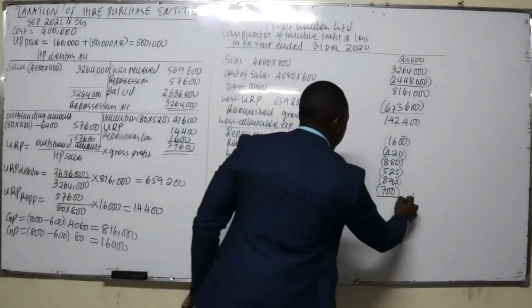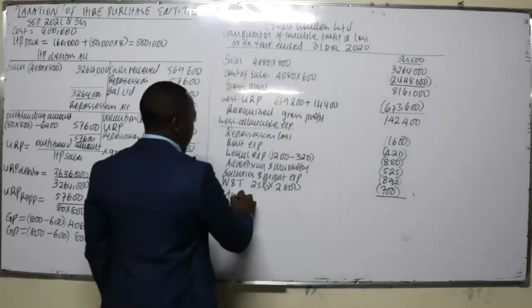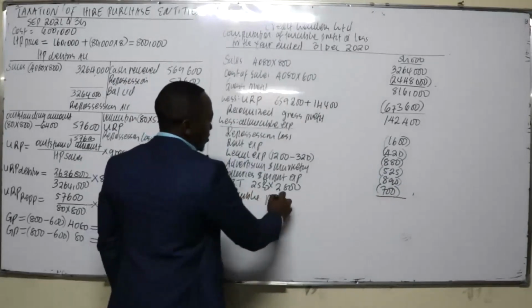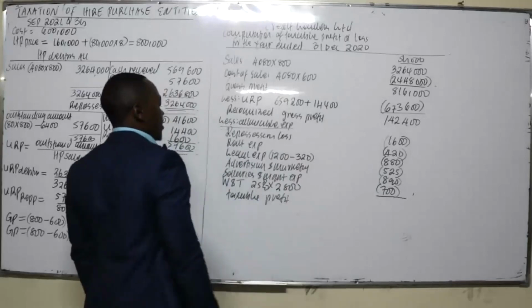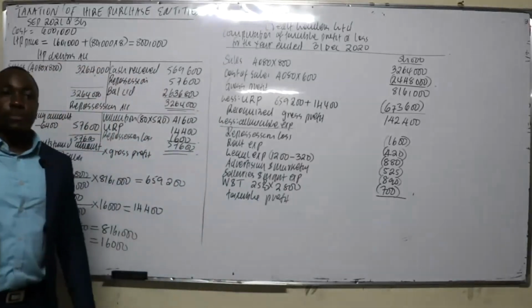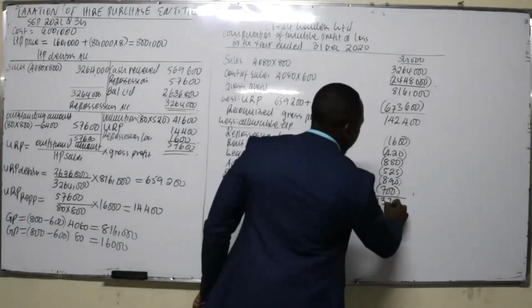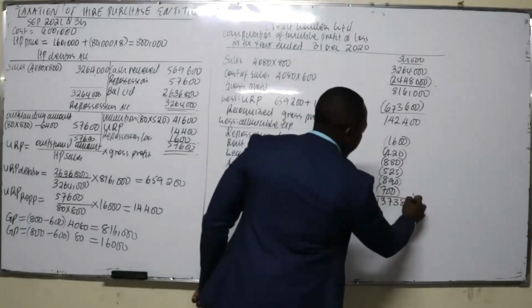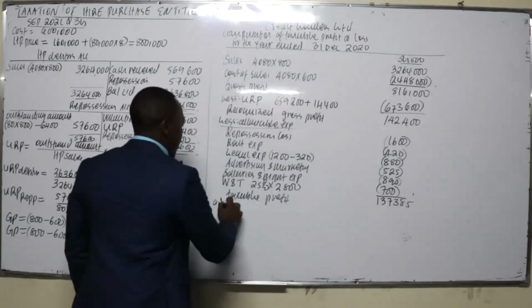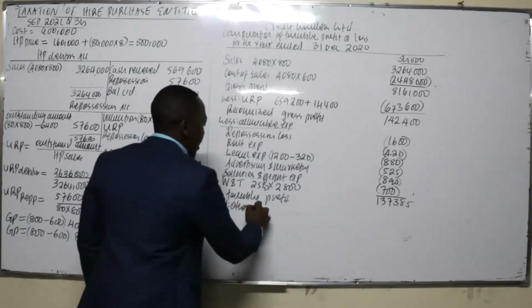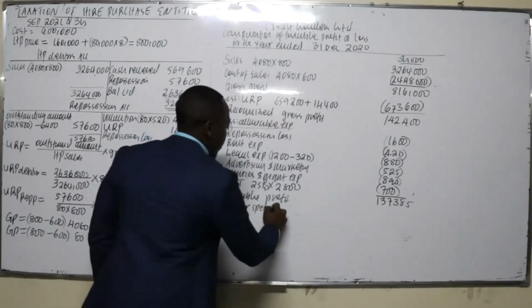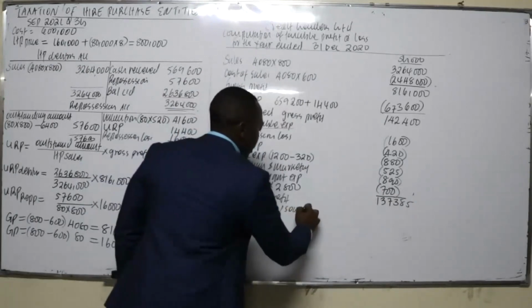And that's how you get the taxable profit. Now give me the taxable profit. 1,373,85. Then we add other specified sources of income.